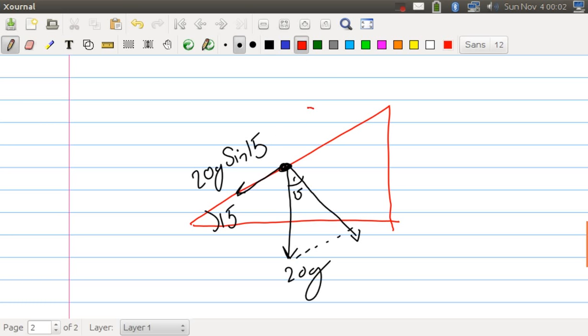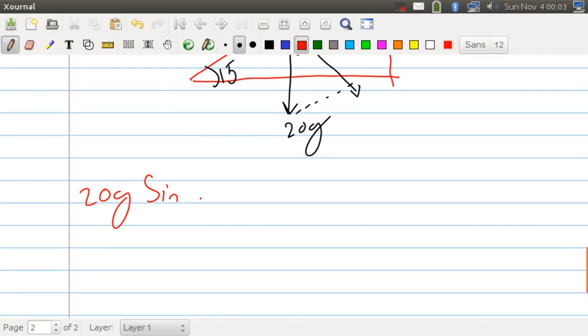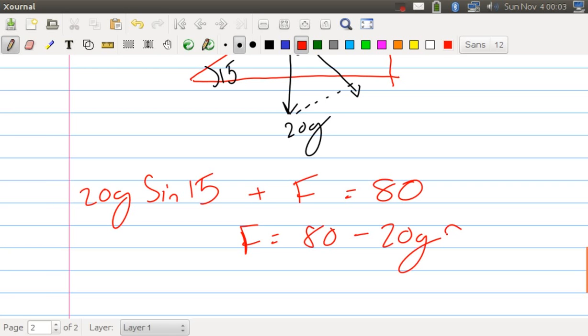Acting upwards is 80 newtons. And weight is acting down this way. And then there's also the friction force here. And this must equal this, so we get 20g sine 15 plus the friction force must equal 80 newtons. So friction force will be 80 newtons minus 20g sine 15. So let's calculate that. Sine of 15 times g times 20. Take that from the 80. And it looks like I get 29.2. So the friction force is 29.2 newtons.